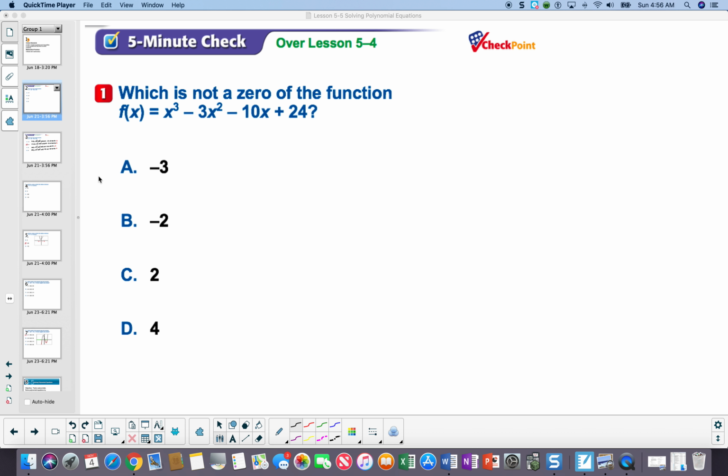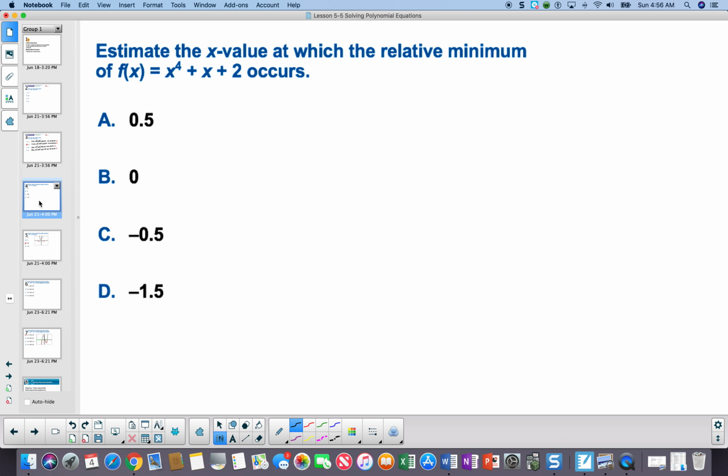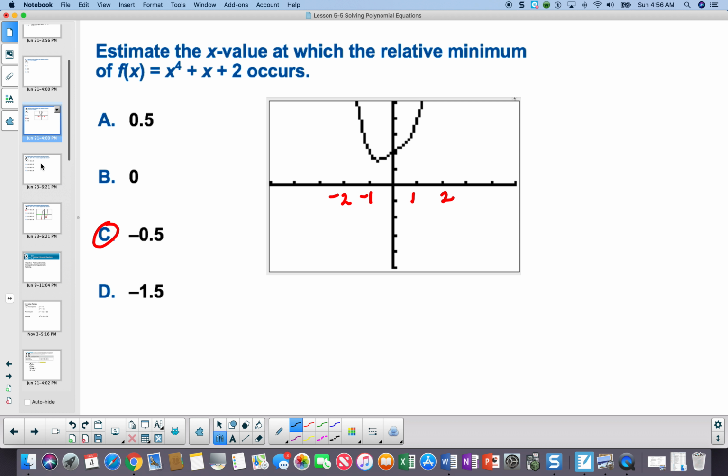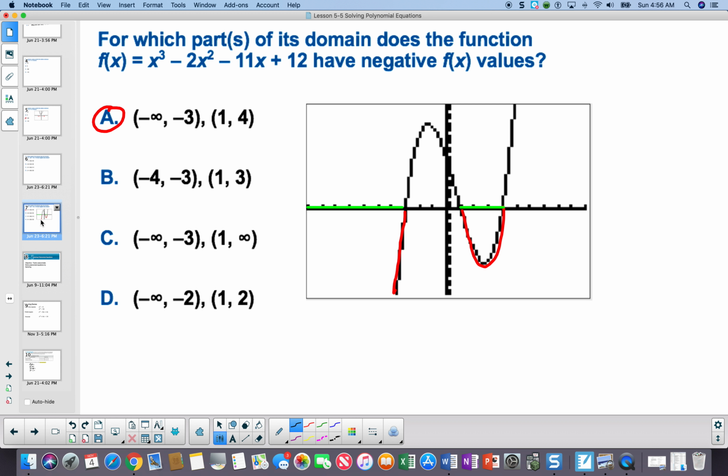Warm up for lesson 5-5. Pause, and here's the answer. Pause, and here's the answer. Pause, and here's the answer. The question is asking about the x values that go with these y's that are negative. So this red part are negative y values, and the green are the x's that go with those red values.